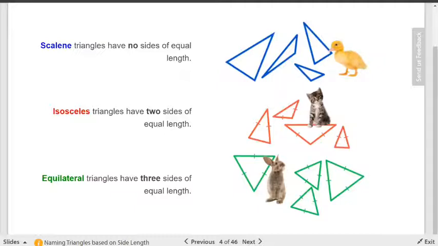Okay? The first one is scalene. Scalene triangles have no equal sides. Wait, we have to write this? Oh. Yes. Scalene have, at least the part that I circle and underline, yes. Scalene triangles have no sides that are equal length.